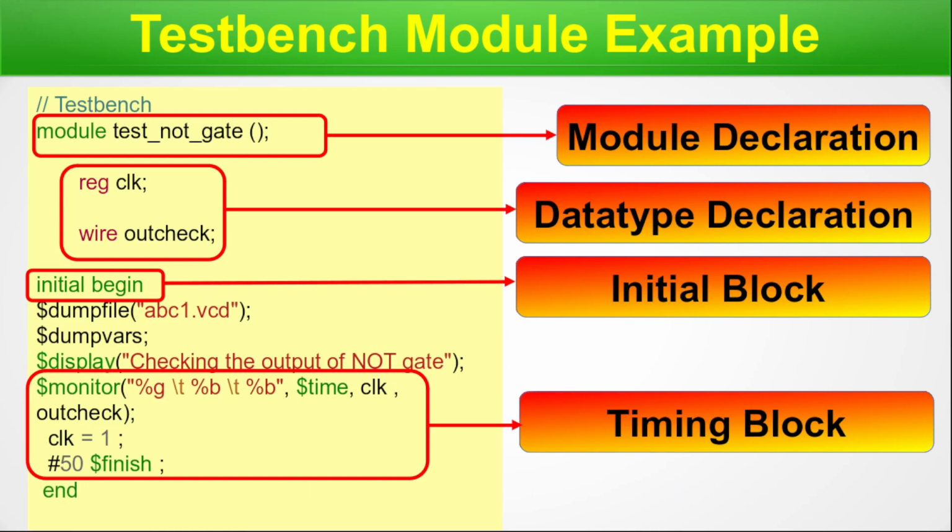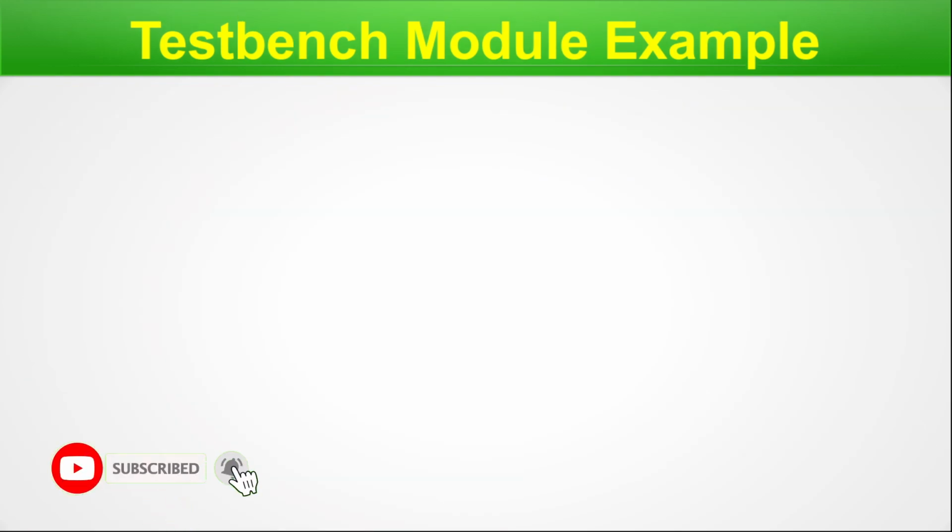Next, we end the initial block with the end command. So this is how the initial block starts and ends with the end command. In this particular slide, we have learned the module declaration of our testbench with respect to our already written module, data type declaration, initial block, and timing block. We have not finished yet. In the next slide, we will have the rest of this test module. So let's move on to the next slide. The testbench module example.